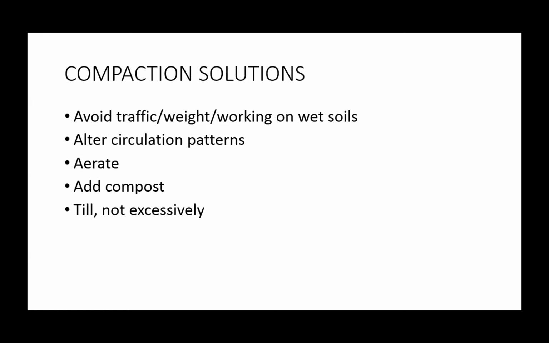Altering maybe some circulation patterns, how you walk on the soil, what plants you grow where, aerating it once in a while, that's pretty common for lawns. Adding some compost, because that'll help improve your structure. Water will get added into it, like a sponge growing almost when you add compost and you wet it. And then if you're in an area where you can till it to loosen it up, but just not excessively, because that's like walking over it repeatedly again and again. But that's a good way to loosen it up for, say, gardens and stuff like that.